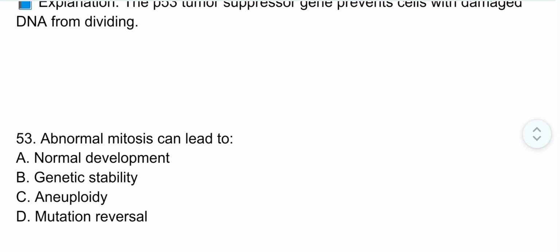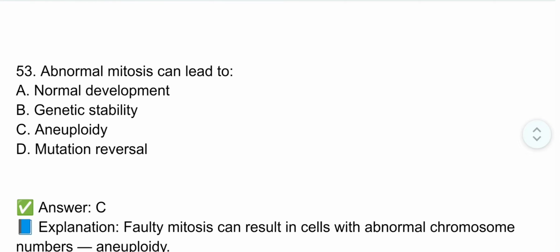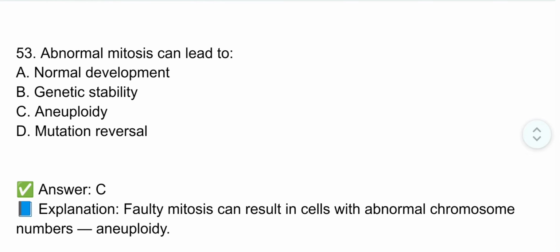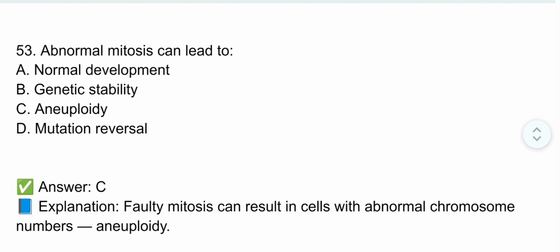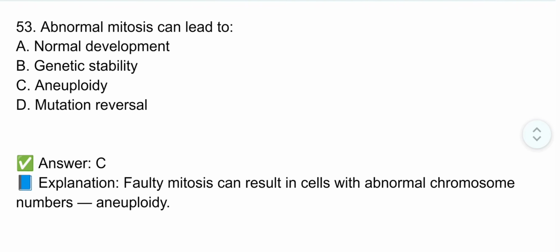Question number 53. Abnormal mitosis can lead to? The correct option is option C. Aneuploidy. Faulty mitosis can result in cells with abnormal chromosome numbers, which is aneuploidy.